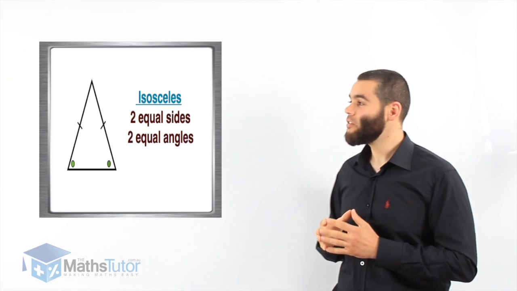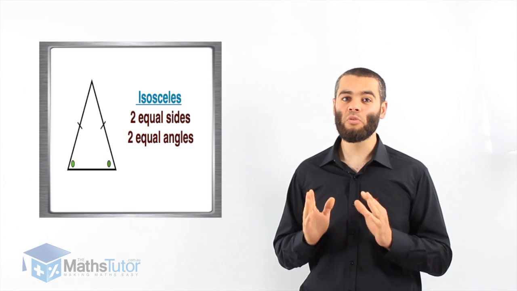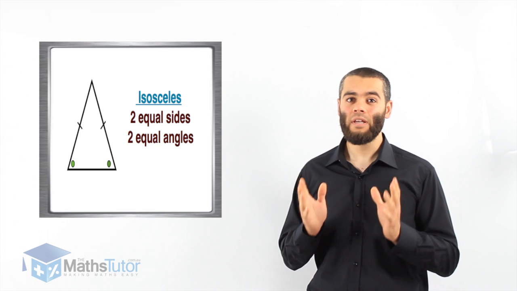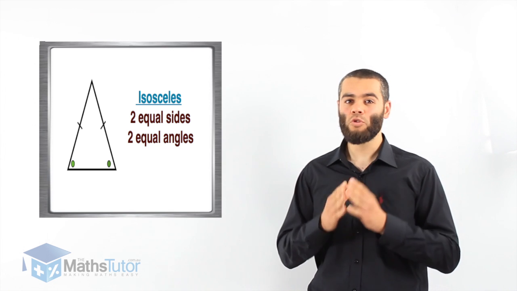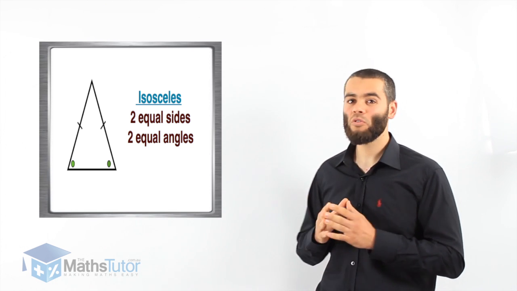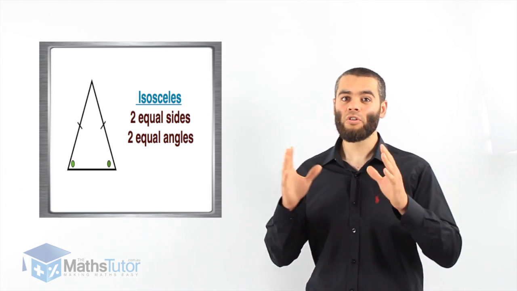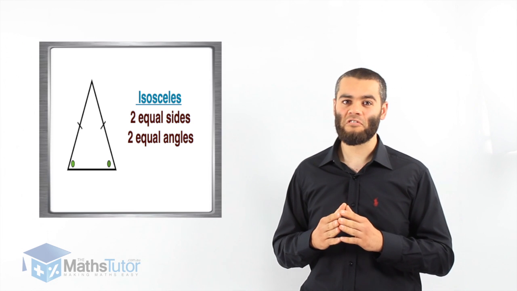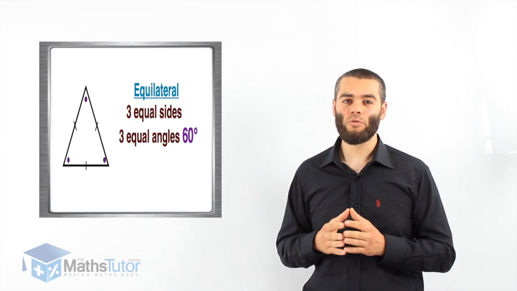Then we have the isosceles triangle. Isosceles triangle has two equal sides and two equal base angles, meaning that the two angles on the base are going to be equal. They are adjacent, they are next to the two equal sides. So whenever you think of isosceles triangle, you know straight away the two angles that are adjacent to the two sides are also equal.